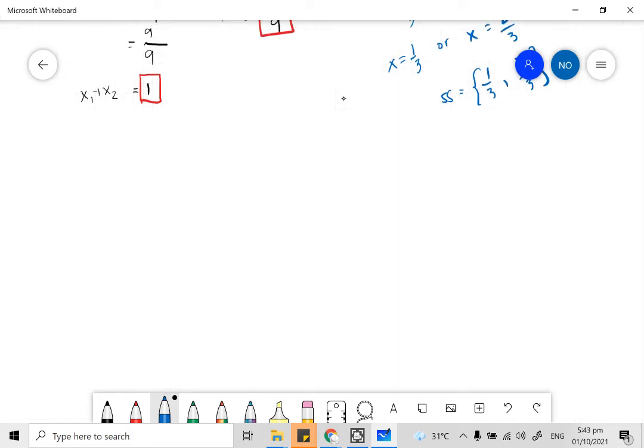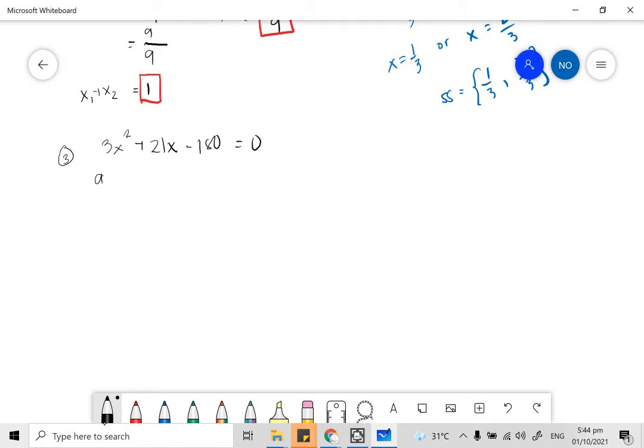Example number 3. Number 3 naman tayo. Ang number 3 nating class ay we have 3x squared plus 21x minus 180 equals to 0. So, naka-standard form naman na. So, hindi natin kailangan i-rewrite yan.